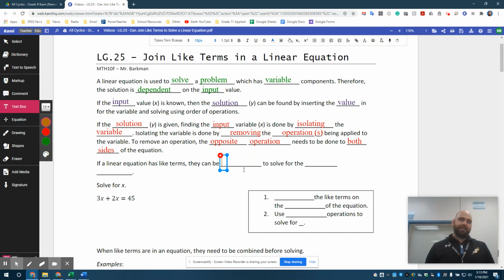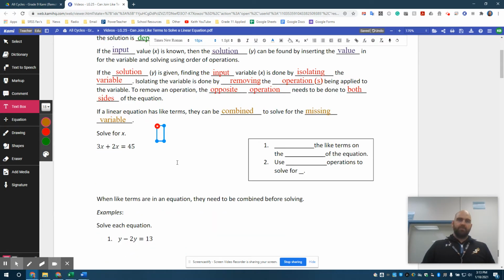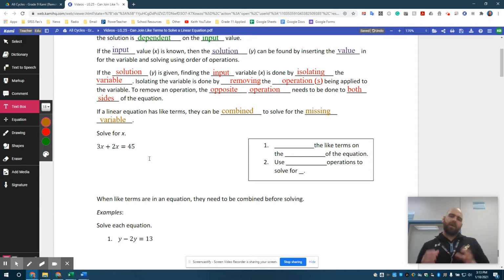If a linear equation has like terms, they can be combined before we solve for the missing variable. So if we do have like terms inside of an equation, we need to combine them before we can solve. In this lesson, we're only going to look at what happens if we have the like terms on the same side. Later on, we'll look at what happens if we have like terms on opposite sides and how we combine them in that case.